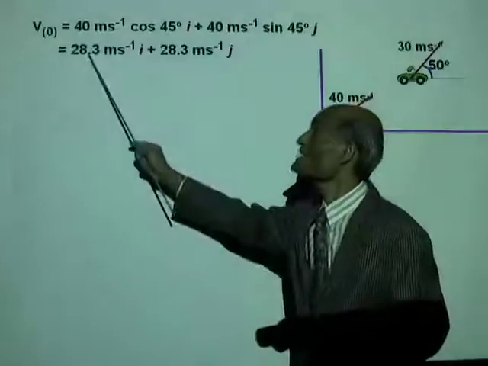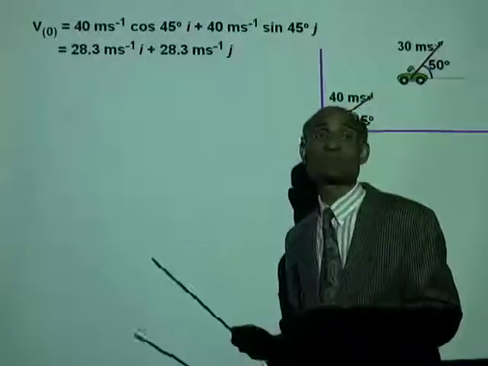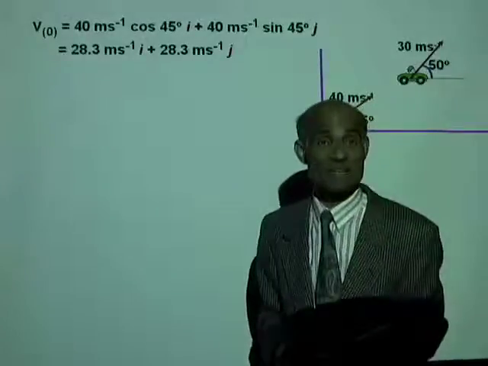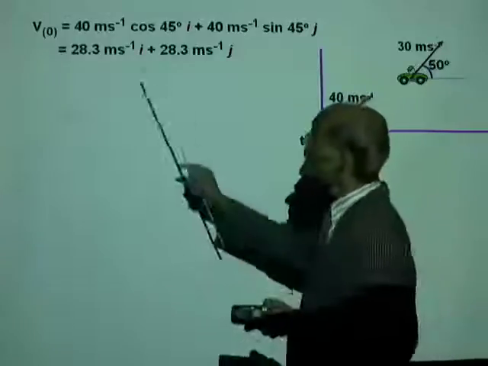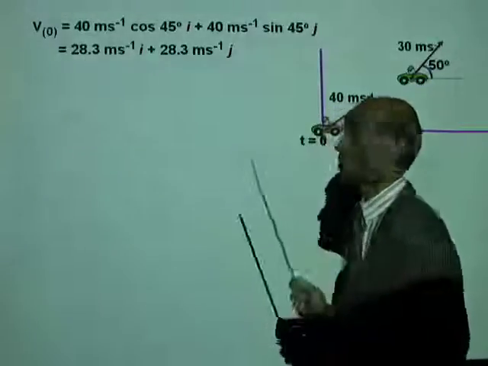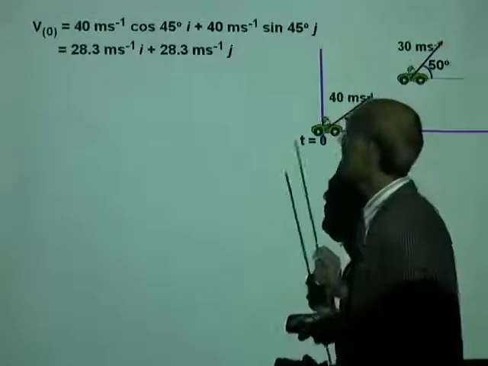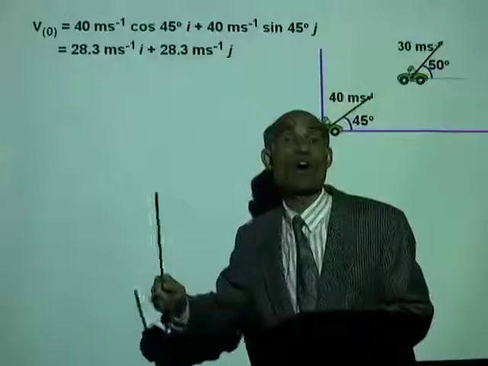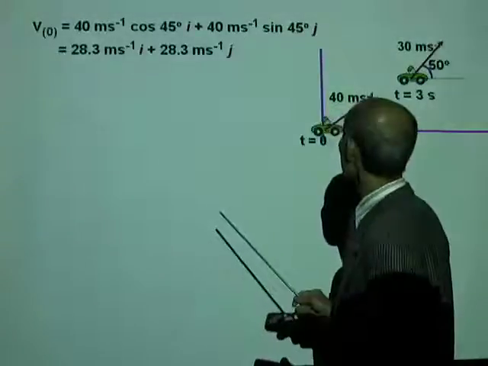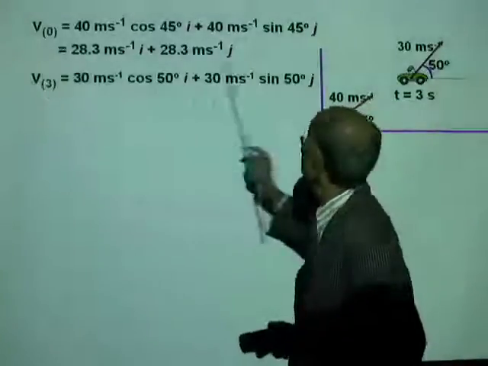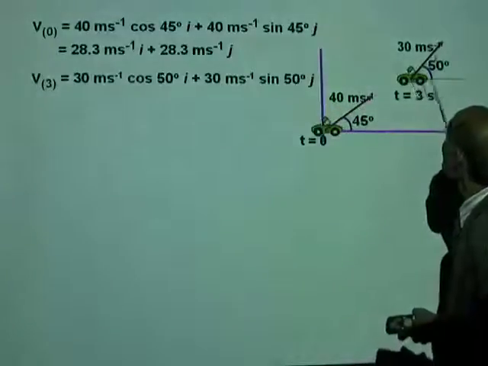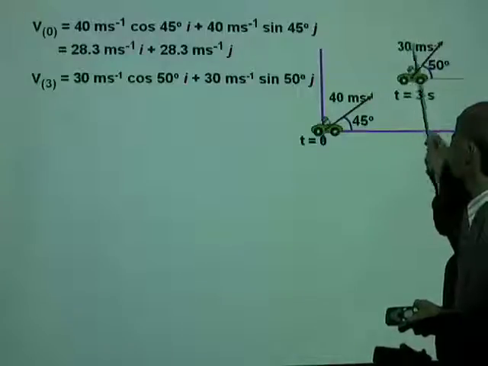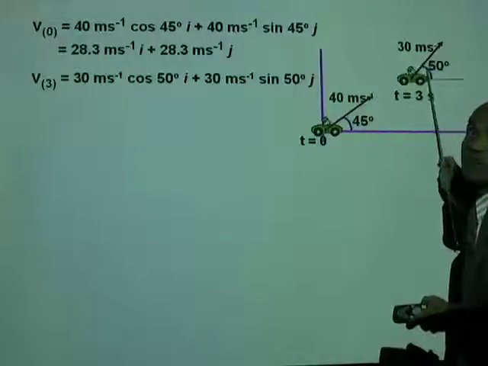That will be 28.3 meters per second i plus 28.3 meters per second j. Well, that is the velocity at the origin. Now, what is the velocity at t equal to 3 seconds? Or we can call it v of 3. Is that right? Yes. V of 3 is at t equal to 3 seconds, its velocity is 30 meters per second at an angle 50 degrees.